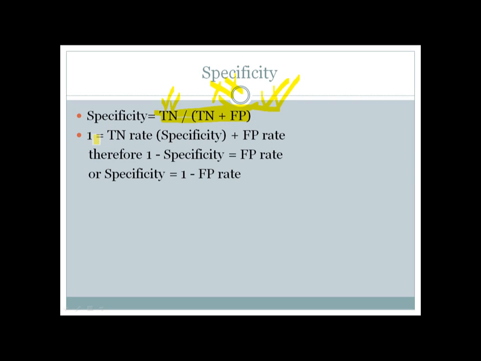Again, 100% of the people should be included in the true negative rate plus the false positive rate. So this comes out as 1 minus specificity equals the false positive rate. So specificity is equal to 1 minus the false positive rate. This is sometimes useful when we calculate in some specific questions or problems.